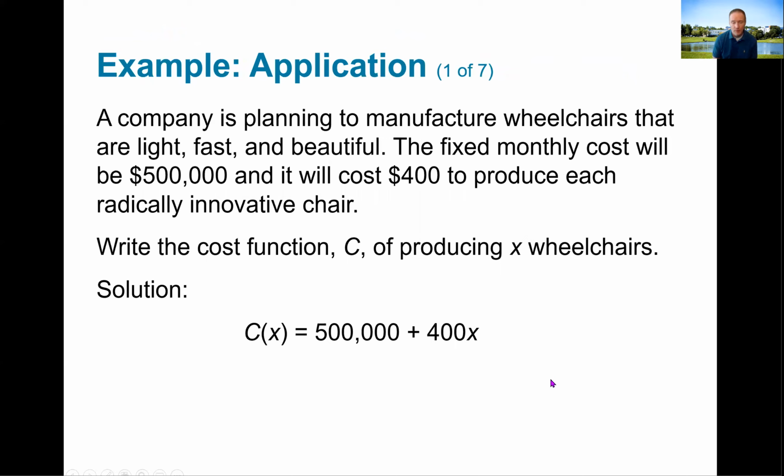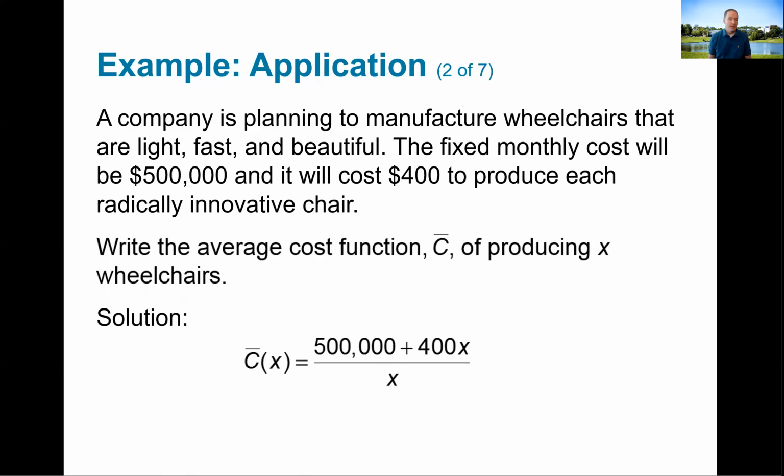Now, looking at an application problem here, and this is a pretty simplistic one, but your problems in the homework are as well. Notice it says, a company is planning to manufacture wheelchairs that are light, fast, and beautiful. The fixed monthly cost will be $500,000. So before they can even start production, they're going to have a cost of $500,000 a month. Now, it's also going to cost them $400 to produce each radically innovative chair. Write the cost function C of producing x wheelchairs, the number of wheelchairs produced per month, where the fixed costs are $500,000 per month. So you just say, well, the cost of x chairs is going to be the startup, the fixed cost, $500,000, plus the cost per wheelchair, $400 per wheelchair.